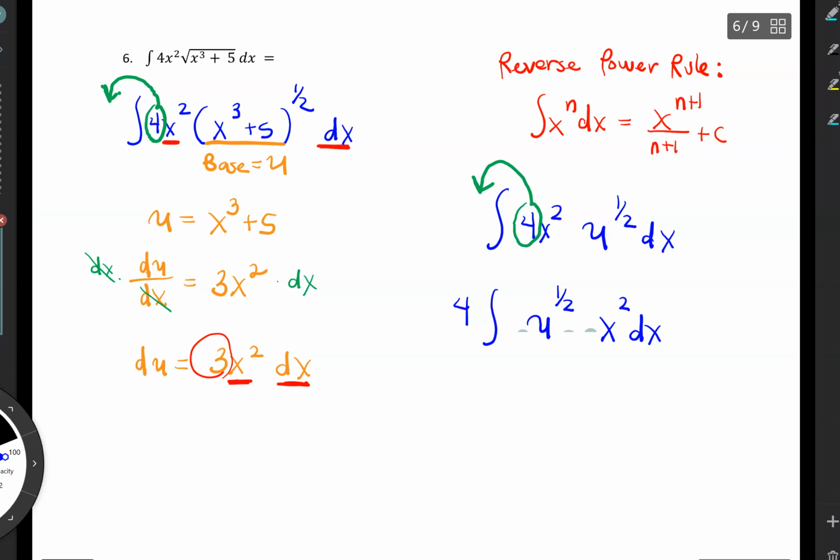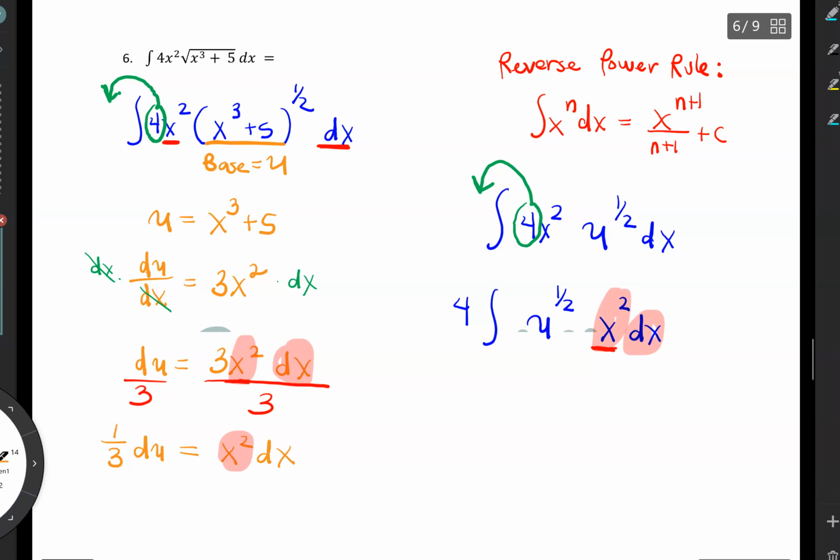Okay, so let's think about it. I have my x squared, I have my dx. So x squared right there, dx right there. I need to get rid of that 1/3, so I'm going to divide both sides by 3. And that tells me that a 1/3 du cashes in for an x squared dx.